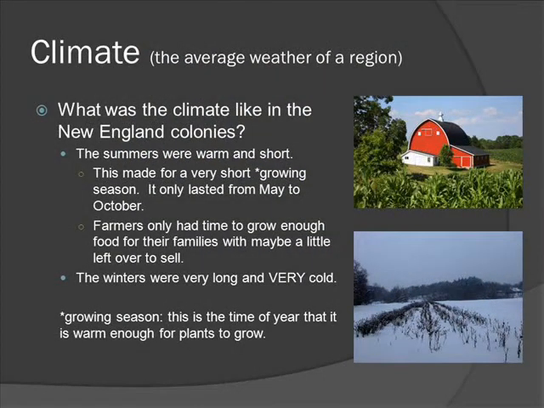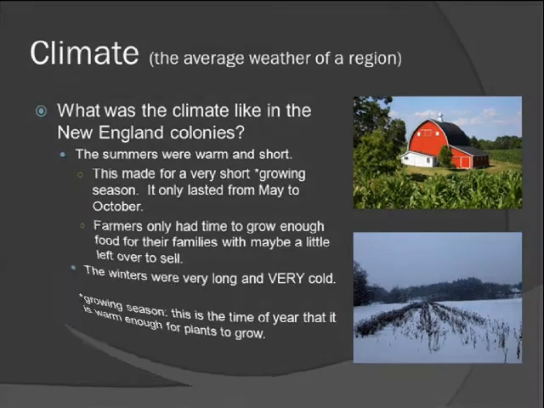The climate in the New England colonies also made it difficult to grow crops because, generally speaking, its growing season, which is the time of year that it's warm enough to grow stuff, was short. So you could only grow things from May to October. The summers were warm, but the winters were really cold. So the farmers only had enough time to grow stuff for their families. They may have had just a little bit left over to sell, but not really enough to make a good living at selling crops.